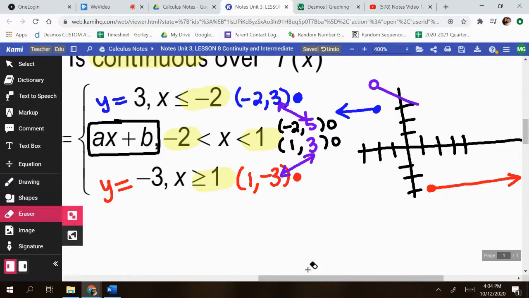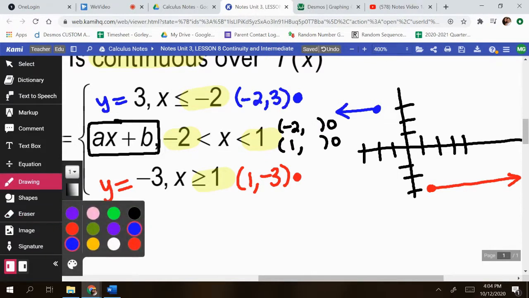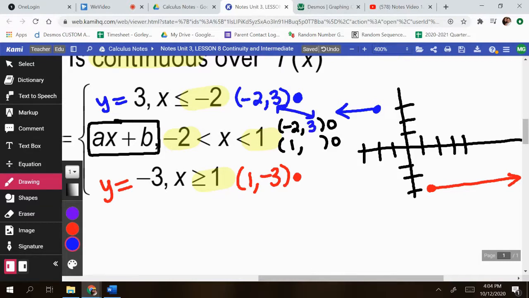No. What do we need to happen in order for this to be a continuous piecewise function? The y values are going to have to match, right? If this was 3, then this is going to have to be 3. For 1 down here, if that was -3, then this is going to have to be -3.